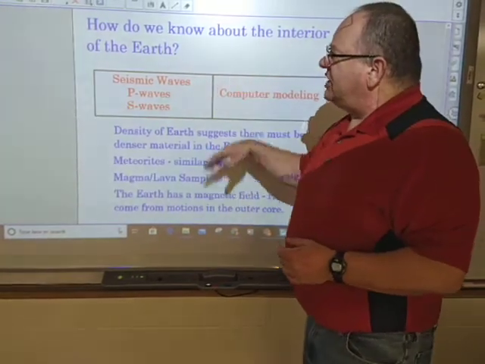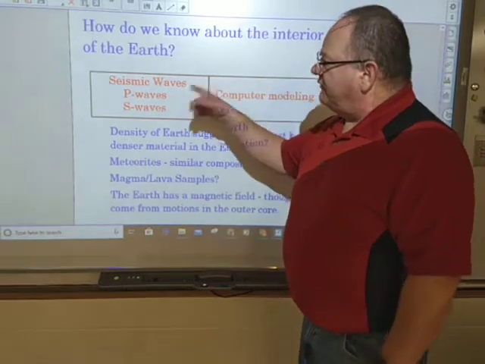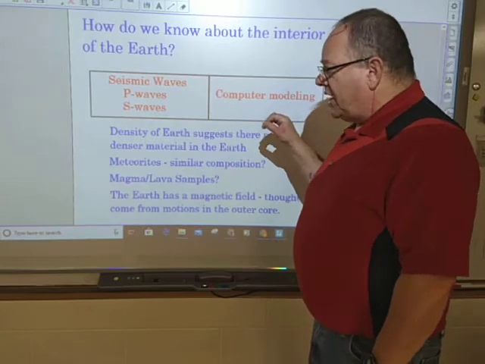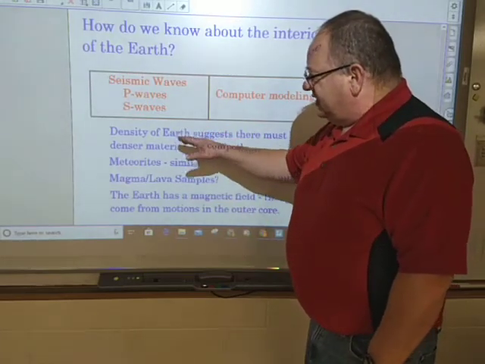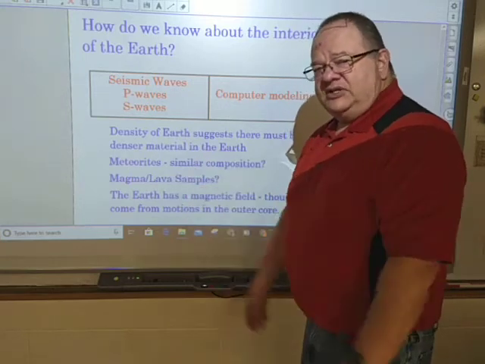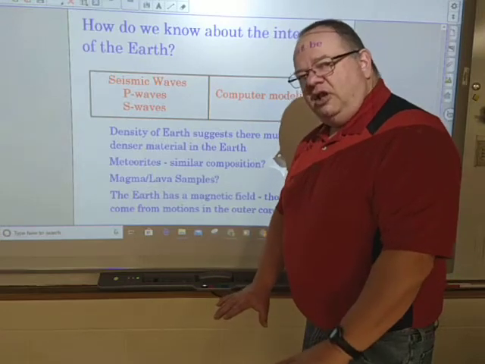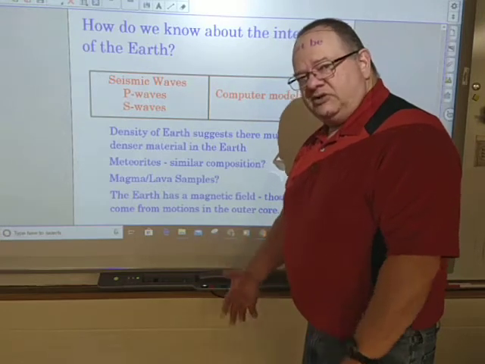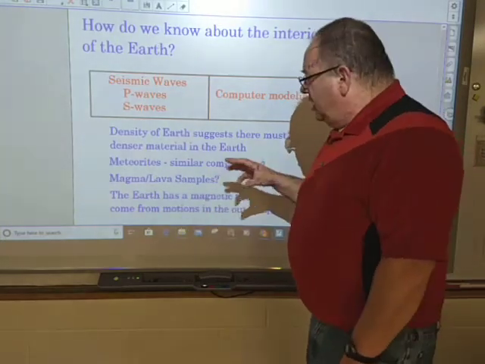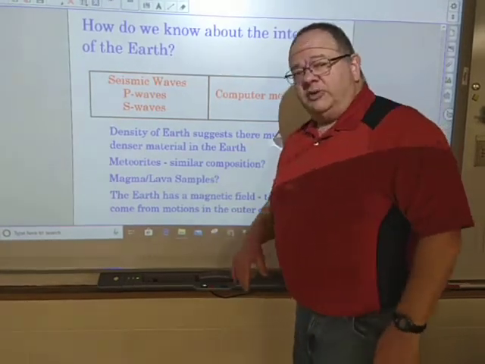This is kind of the same page. How do we know about the interior of the Earth? The biggies are the information that we get about seismic waves and computer modeling. Down here I have density of the Earth, meteorites. We get magma and lava samples that sometimes come up out of the Earth, but even those are only a little bit under the surface. They don't really tell us about the core of the Earth. The fact that Earth has a magnetic field suggests that there's something going on in the Earth, and that's another clue that we could have.